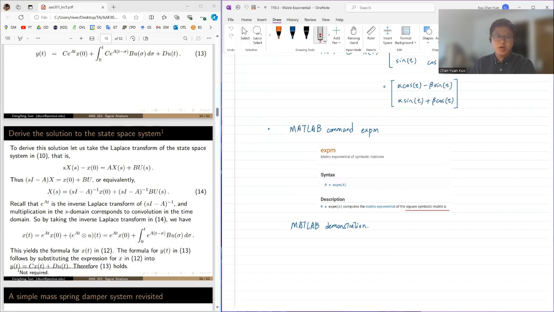From the example just now, we see that computing the matrix exponential can be quite time-consuming because we need to compute the inverse of a matrix and then compute the inverse Laplace transform of that matrix. This process becomes even more error-prone and time-consuming when the size of the matrix is large. Therefore, let's see how we can automate this process and compute the matrix exponential using the MATLAB command expm.